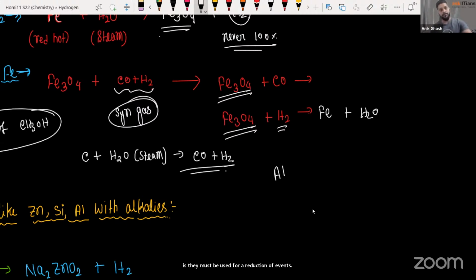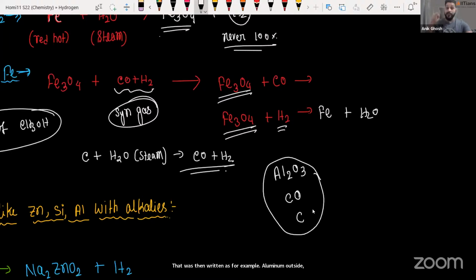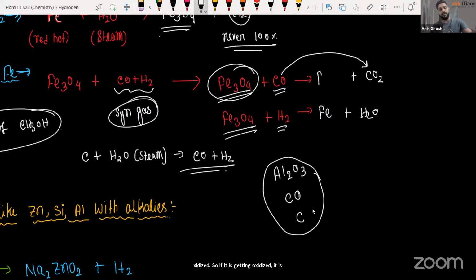One is aluminum, specifically, guys, aluminum oxide. That is one. That was there in Class 10 as well. Exactly. Aluminum oxide, carbon monoxide, and carbon. These are the three reagents, guys, that are mostly used in order to reduce the metals from their ores. Carbon monoxide, CO, is also a very, very good reducing agent, guys. Why is that? Think about why it wouldn't be. It would be able to form carbon dioxide, right, if it gets oxidized. So if it is getting oxidized, it is forming carbon dioxide. So it would definitely get oxidized, and in the process, it would be reducing the metal oxide to iron.